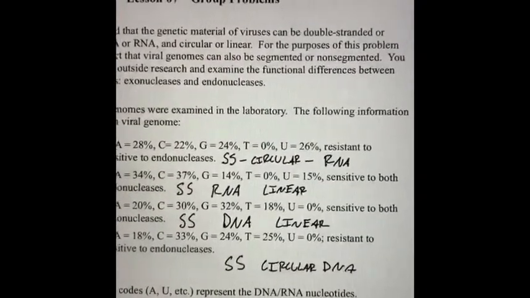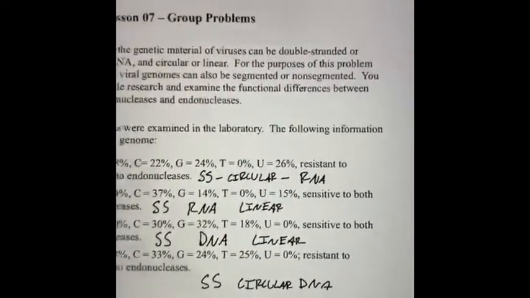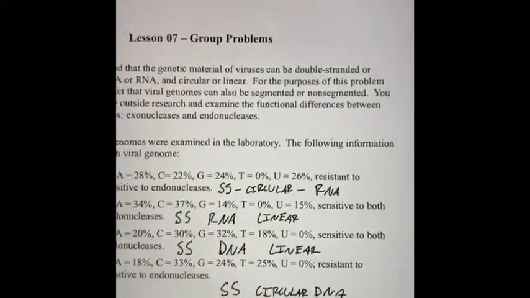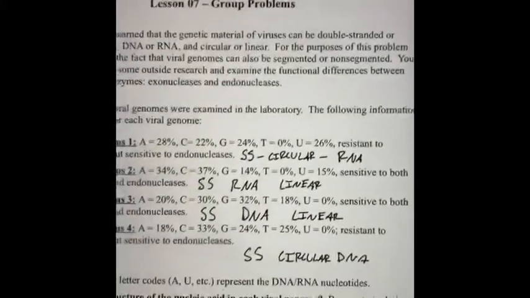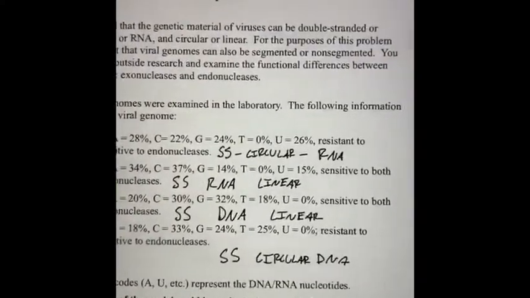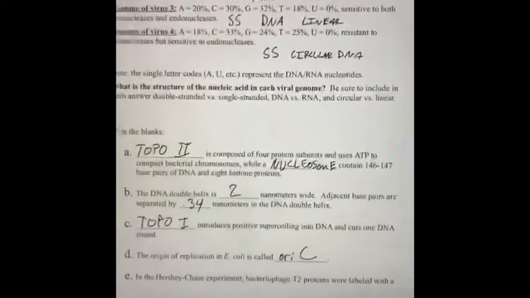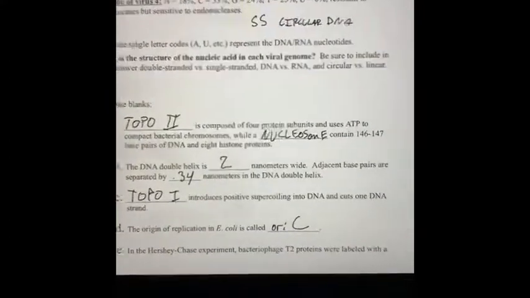So genome of virus 3 is single-stranded with DNA because it has thymine this time, and it is linear. And virus 4 is single-stranded, circular, and DNA. So question 2 is the fill-in-the-blank section.